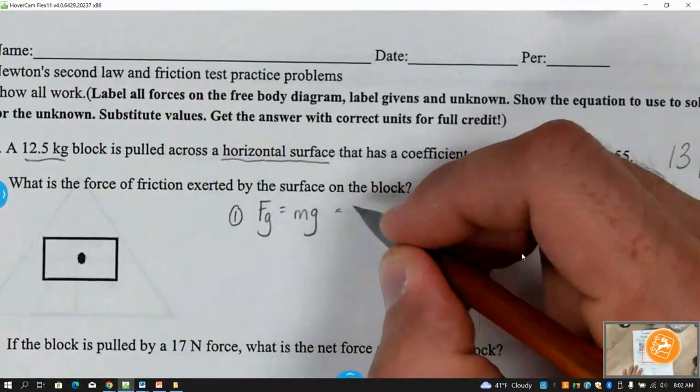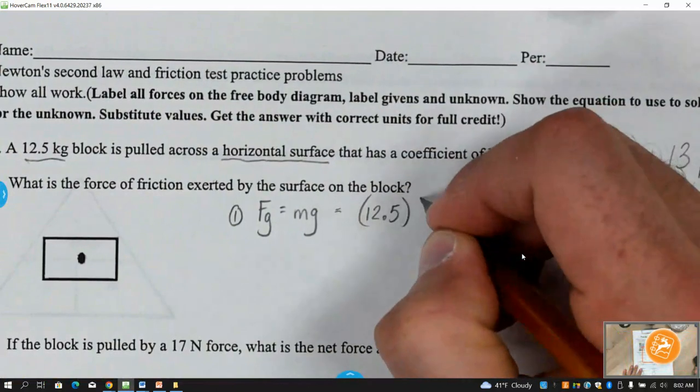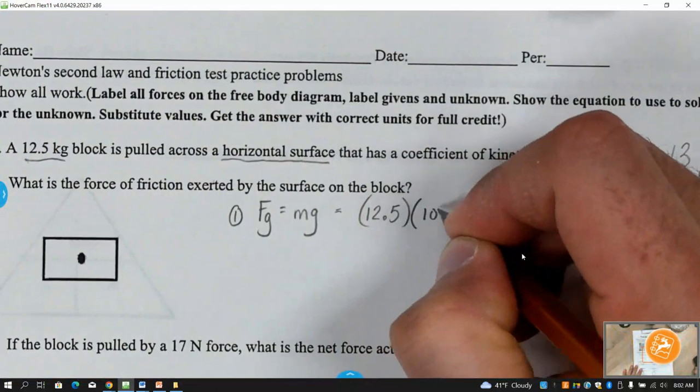So I'm going to do, mass was 12.5 kilograms, and gravity is 10.